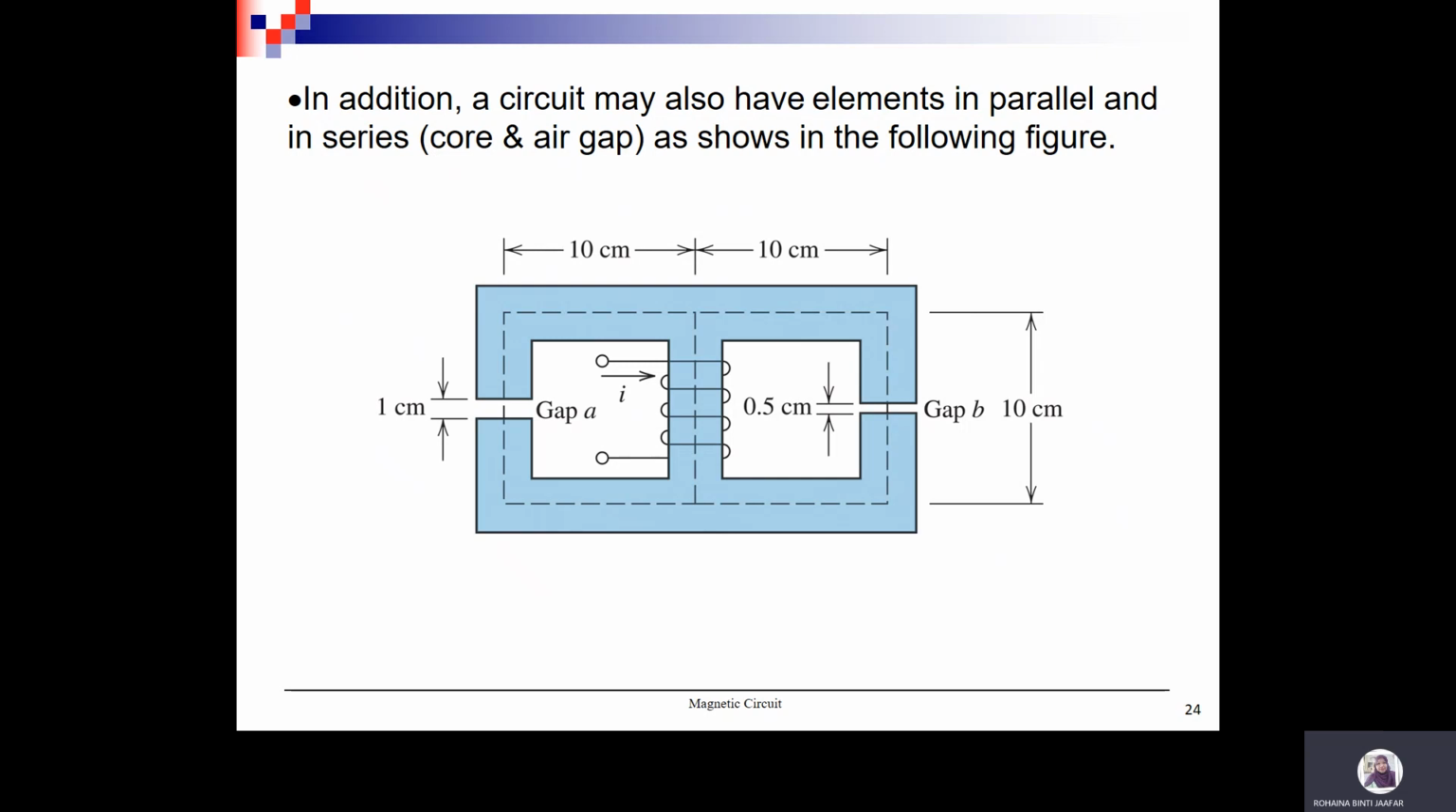In addition, a circuit may also have elements in parallel and series. So you have the core and the air gap, as shown in the following figures. You have parallel here, but your air gap is in series. The analysis of this magnetic circuit we will discuss later.